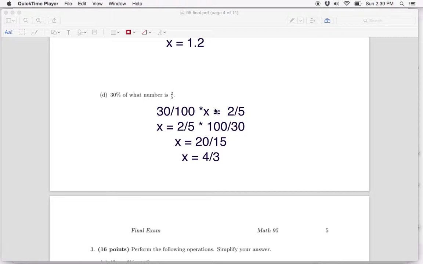That gives me 1 times x, which is x on the left, and then I have 2/5 times 100 over 30. 100 over 5, if you wrote that vertically, you would be able to tell we also have 100 over 5. That's 20. And then if I take 2 from 30, I get 1 here and I get 15 here, so I have 20/15ths, which I can then reduce to 4/3.